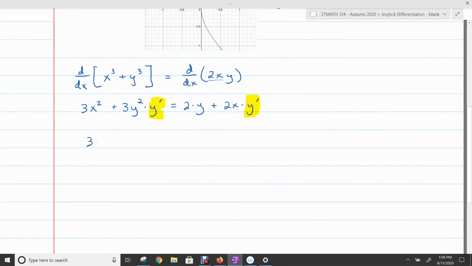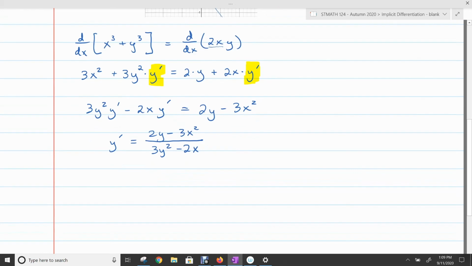And there are my y primes in my equation I'm going to solve for. I'll have 3y squared y prime minus 2x y prime on the left-hand side. On the right-hand side, I'll have 2y minus 3x squared. And then when I factor out the y prime and divide by what was left, I get y prime equals (2y minus 3x squared) divided by (3y squared minus 2x). Okay, so there's the derivative. And so from that derivative, I'm going to get my slope of my tangent line. It'll be y prime evaluated at the point (1, 1).